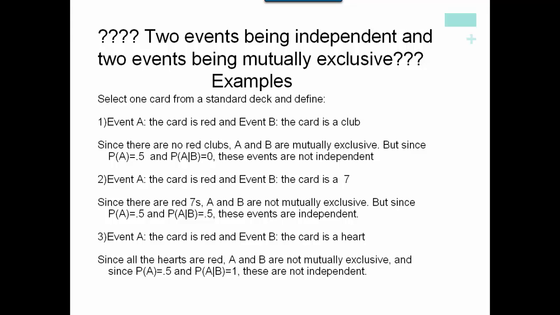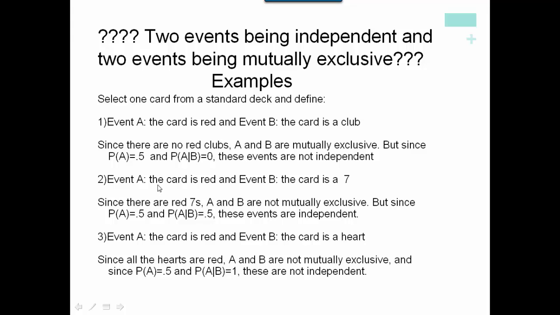So here's an example of two events being independent and two events being mutually exclusive. Select a card from a standard deck and define Event A: the card is red. Event B: the card is a club. Since there are no red clubs, A and B are mutually exclusive. But since the probability of A is 0.5 and the probability of A given B is 0, the events are not independent. Remember, independent means that the numbers have to match up.